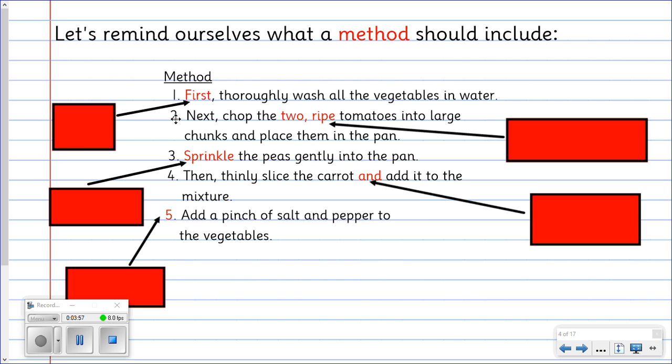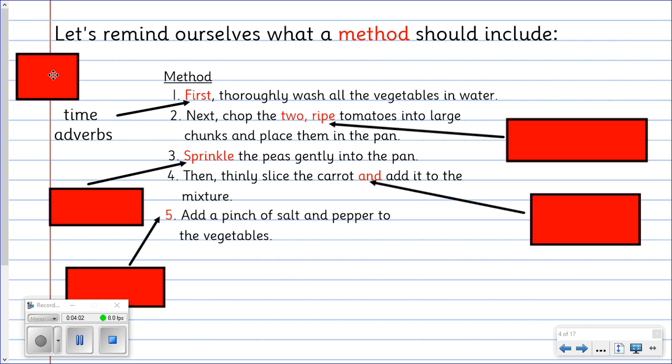So this arrow is pointing to the word first. Can we remember what we call that? Well done. It is a time adverb. A time adverb helps to put our writing in an order or in a sequence, and that's really important when we're writing a method. Any method, whether it's for a recipe for something to eat or drink, or whether it's a set of instructions for playing a game, or a method, a set of instructions about how to put a shelf together. Okay, it's really important that we follow those instructions in order. So time adverbs help us to order our method or our instructions.